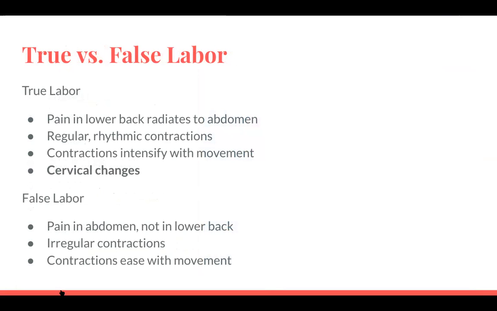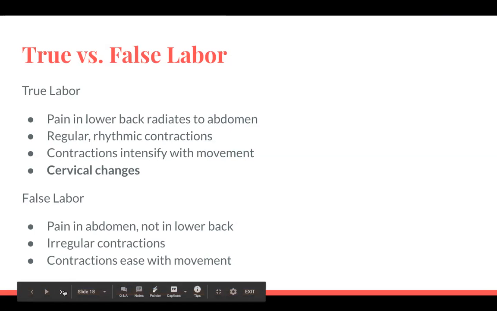All right, true versus false labor, and cervical changes is the biggest thing for discerning true labor versus false labor. So keep that in mind. So also for true labor, the pain in the lower back radiates to the abdomen, but in false, it's the pain in the abdomen, but not the lower back. The contractions are irregular in false labor, and with true labor, the contractions are rhythmic. And I would focus on those because those are big differences.